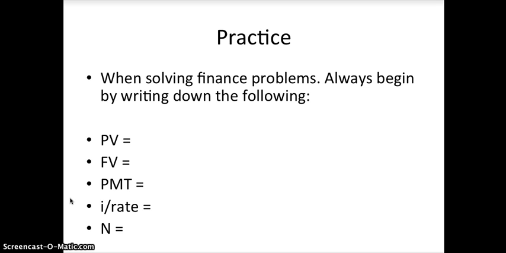But don't worry too much about payment for now, because we're going to cover mostly present value, future value, I, which stands for the rate of interest. The rate of interest will always be viewed as compounding when you're solving for future value, and discounting when you're solving for present value. And then, of course, N, which is the number of periods.